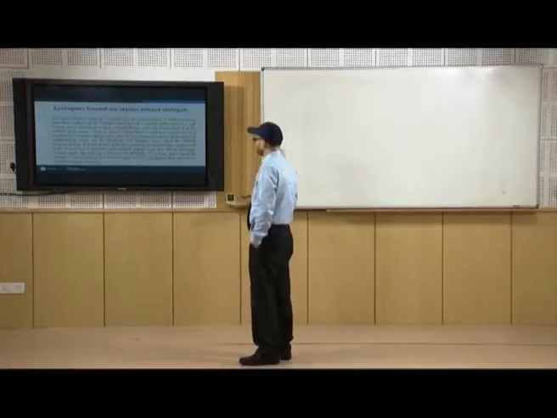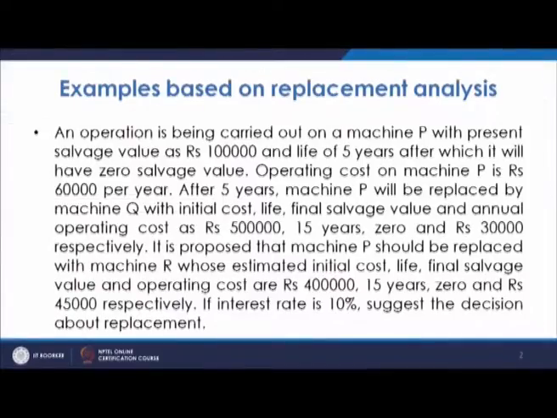Let us see a problem where it is mentioned that the operation is carried out on a machine P with present salvage value as rupees 1 lakh and life of 5 years, after which it will have 0 salvage value. Operating cost on machine P is 60,000 rupees per year.